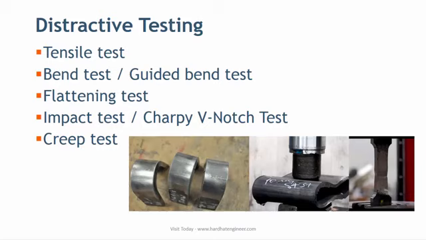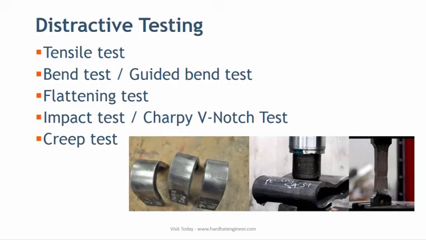Bend test or guided bend test are used to check integrity of weld joint. Flattening test examines the ability of plastic deformation in pipe. Impact test, Charpy V-notch test, checks the ability of the material to withstand low temperature condition. Creep test is performed to check the long-term effect of continued temperature under constant load on the steel.